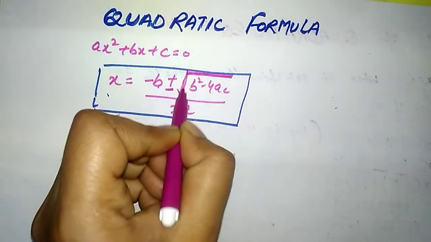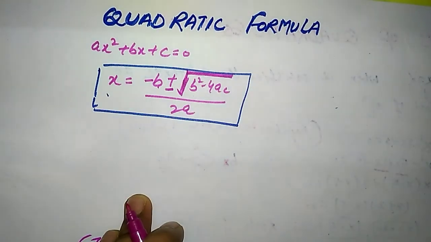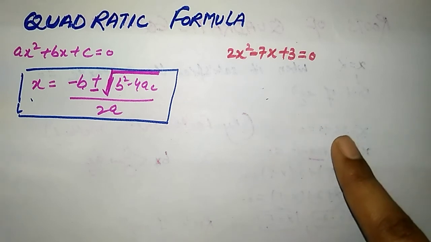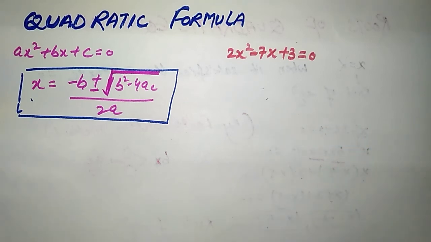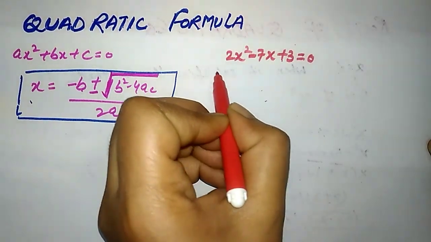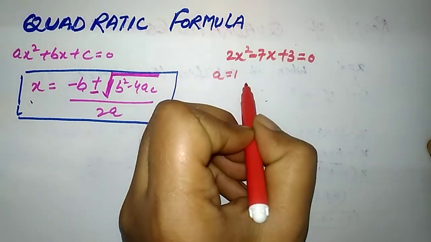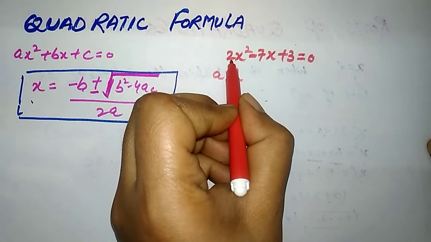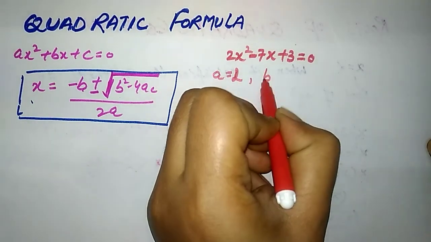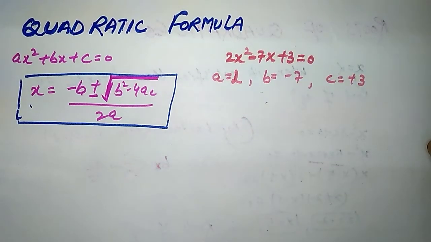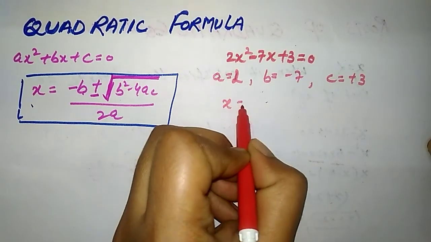Clear? So suppose we have the equation 2x square minus 7x plus 3 is equal to 0. This is the same equation which we used in the completing square method. So let's see whether we get the same zeros or not. Firstly, compare this with the standard equation, and after comparing we get a is equal to 2 because the coefficient is 2, b is minus 7 and c is plus 3. Now to find the roots we use this formula.